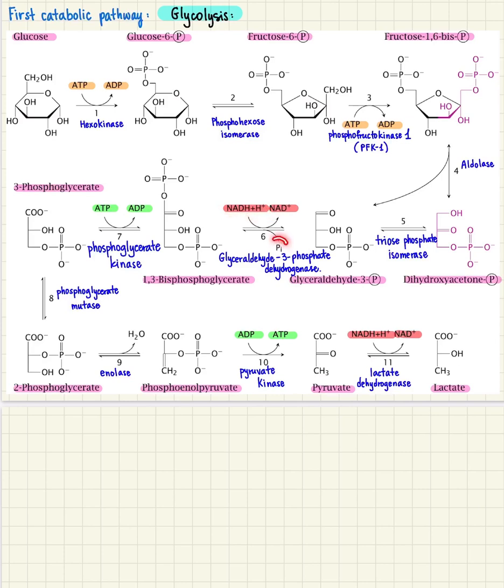We also have an inorganic phosphate that is abundant in the cell that comes into the reaction and is added to this oxidized aldehyde. This structure is called 1,3-bisphosphoglycerate because you have 2 phosphates on carbons 1 and 3. For your information, I believe this is 1, 2, and 3.